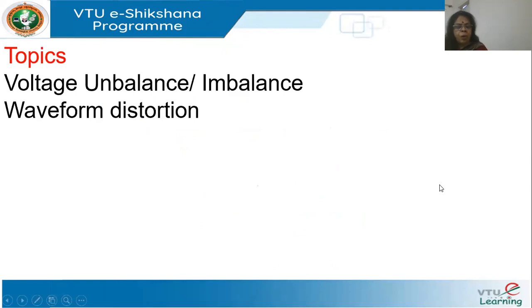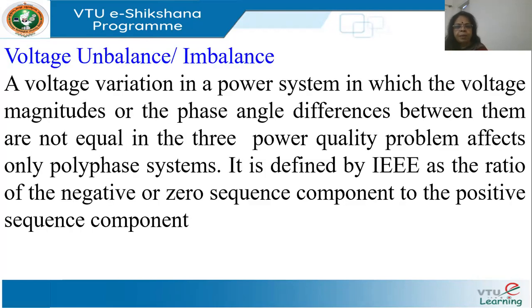So in today's session, we will take up the topics of voltage unbalance, or imbalance, and waveform distortion. So first, what is voltage unbalance? I think in your power systems, you have studied unbalanced faults and unbalanced loads. What can unbalance do? And you have also seen that unbalanced circuits can be solved using symmetrical components, right? So basically, a voltage unbalance is a variation in a power system in which the voltage magnitudes or phase angle differences between them are not equal in the three phases. So obviously this problem of unbalance will affect only polyphase systems. There is no way you can talk of an unbalance of a single phase system because there is no reference.